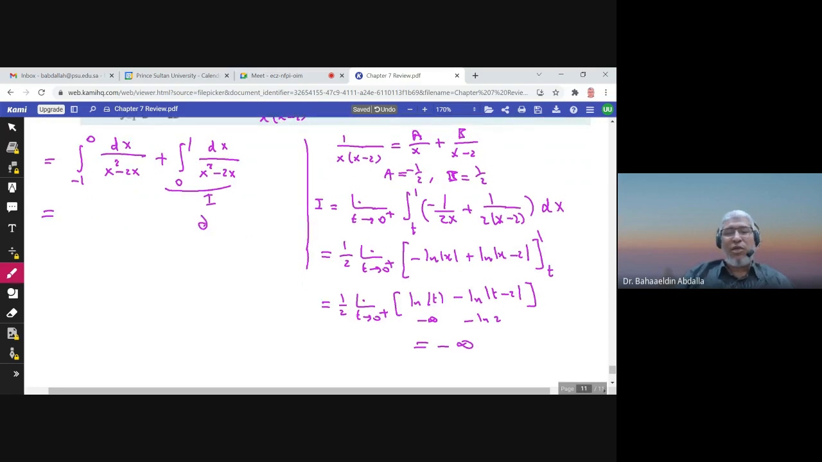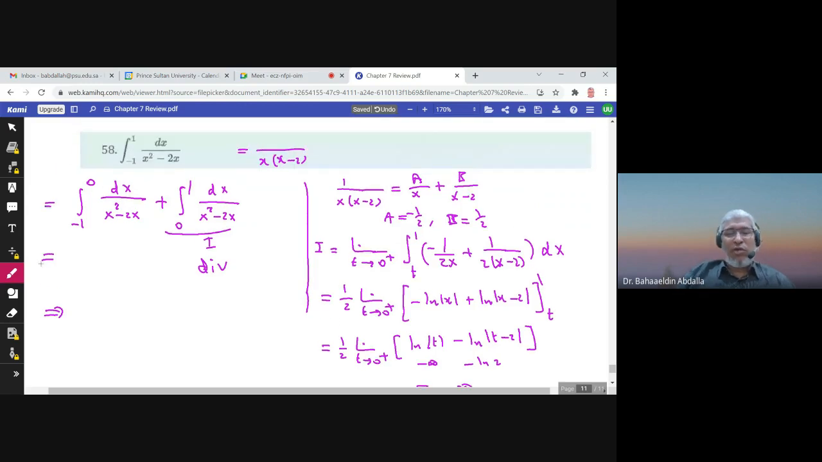So this integral is divergent. And hence the original integral from negative 1 to 1 is also divergent.